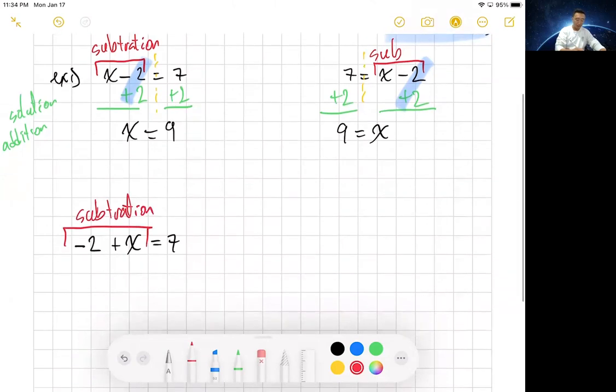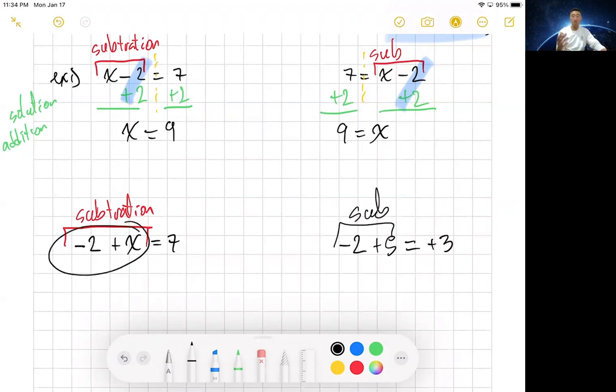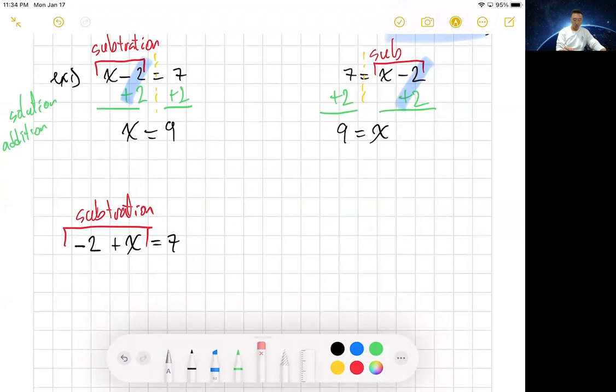A lot of people are like, wait, I see a plus in the middle. Isn't that an addition relationship? Because this is a negative number and x is a positive number in this case, even though there's a plus in the middle, this is a subtraction. For example, let's say that you have negative 2 plus 5. What's the answer? Positive 3. Well, what did you do to get that? You subtracted. Right? So in the same way, this is a subtraction relationship. Just like it was over here at the top, right?